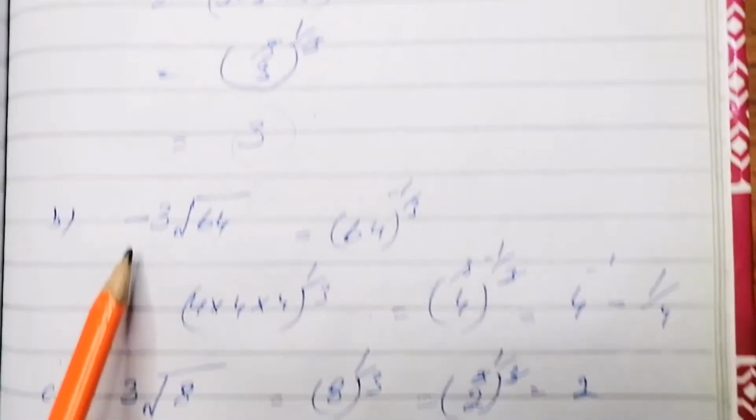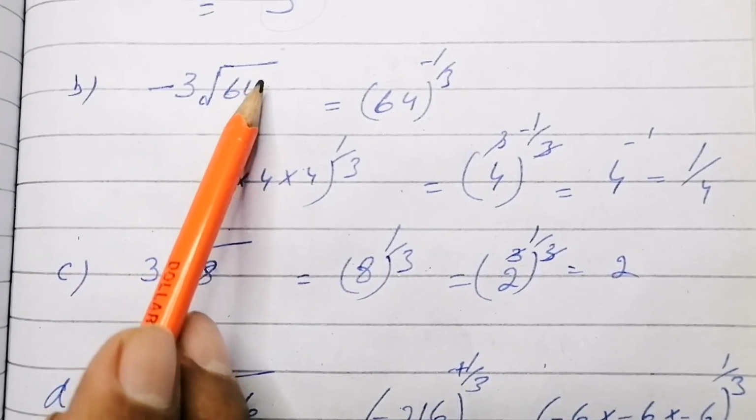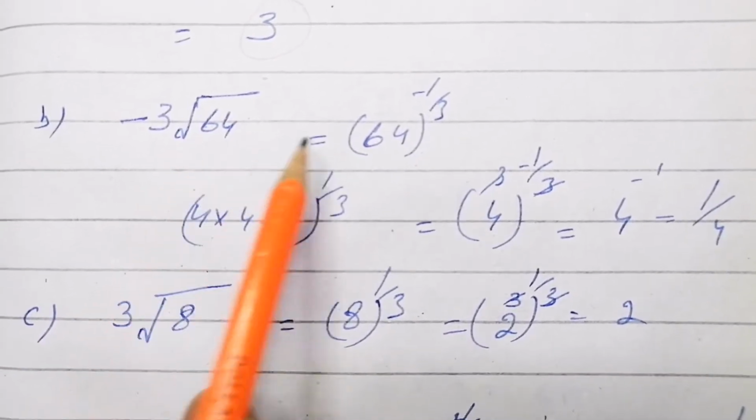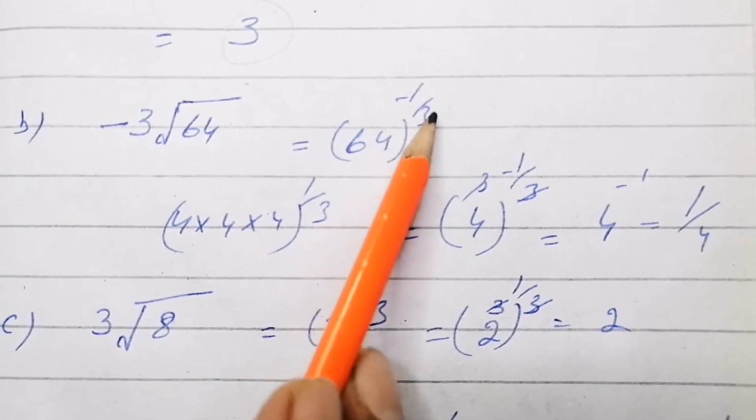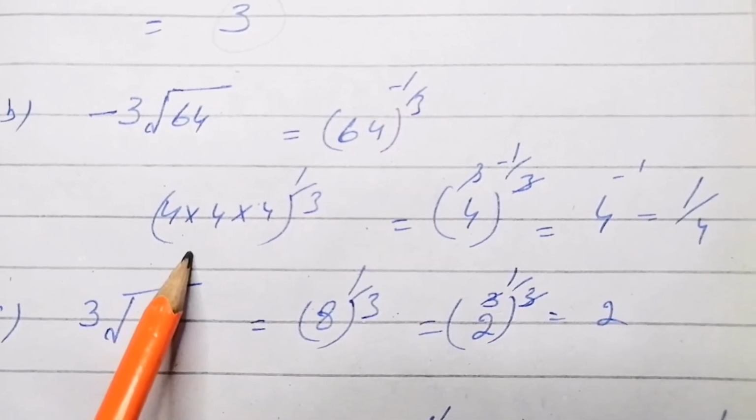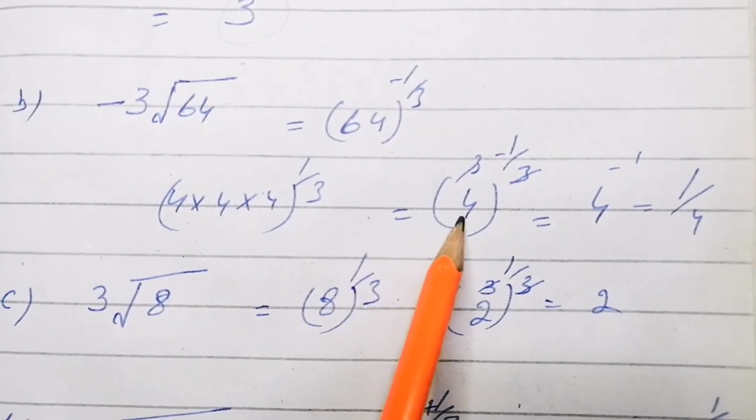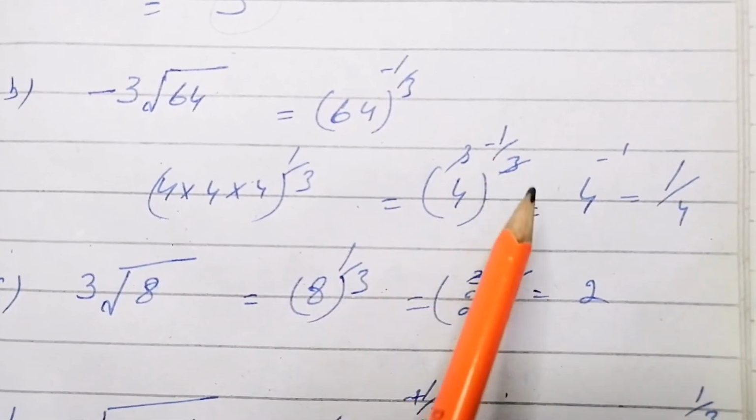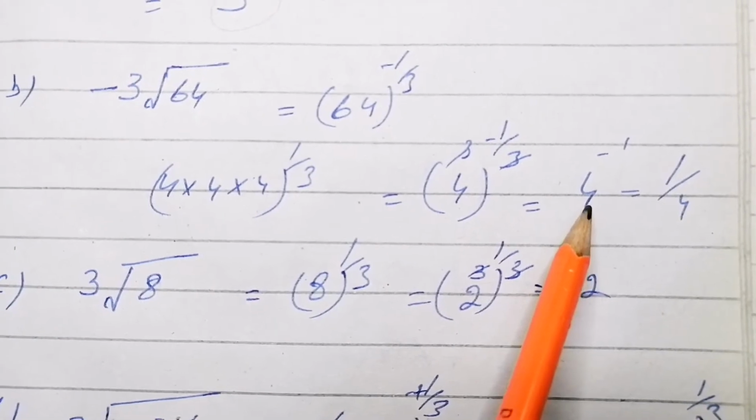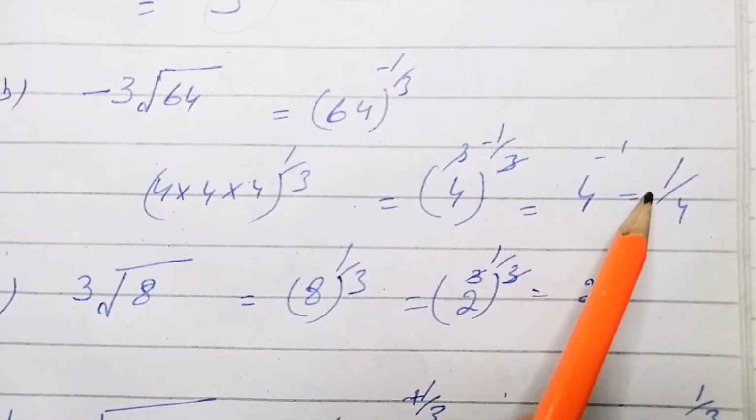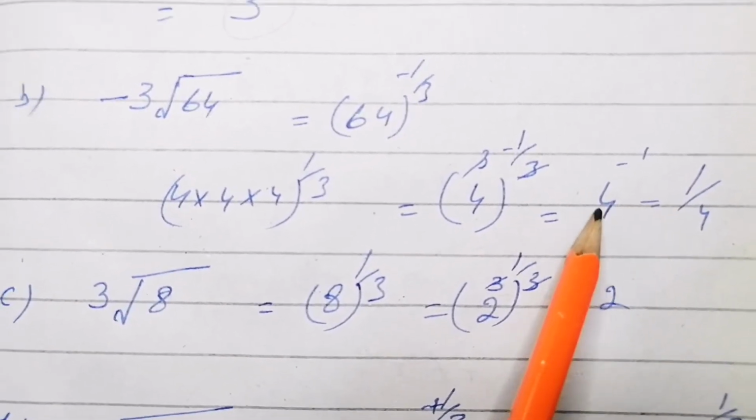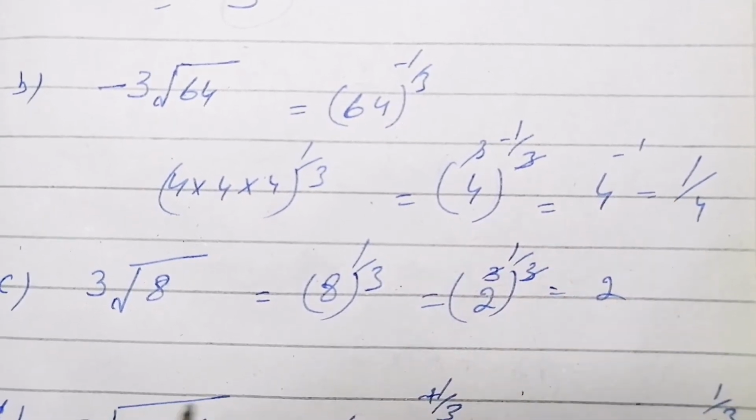is 3. Similarly, minus 3 under root 64, so the cube root of 64 is raised to minus 1 over 3, and then 4 multiply 4 multiply 4 are the factors of 64, right? 4 raised to power 3 times minus 1 over 3, we cancel this and we get 4 raised to power minus 1, right? So we change this minus power into 1 over 4.